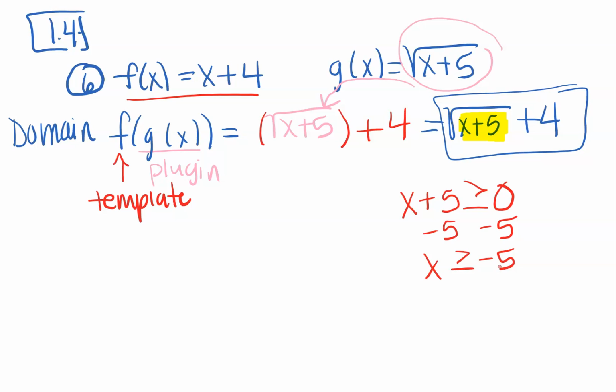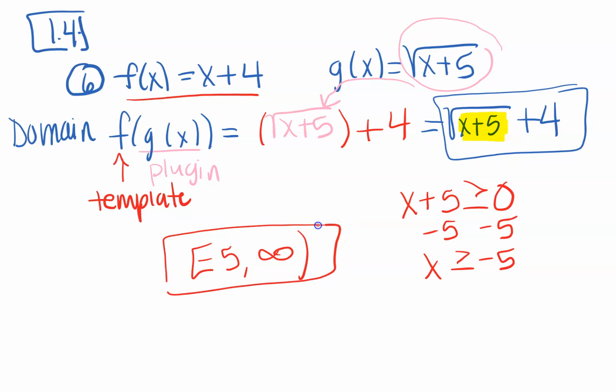Now it says write it in interval notation. That means x has to be greater than or equal to negative 5. So that's going to be negative 5, comma, infinity. And that's going to be the final answer that you put into that blank.